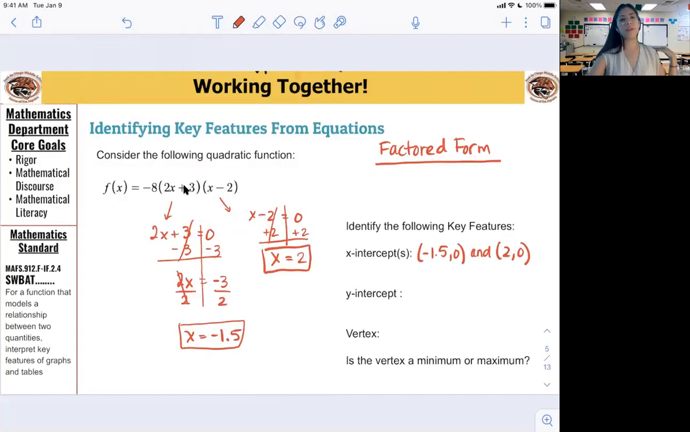If you rush through it, you might have thought that this would be negative 3 and positive 2, but it wasn't negative 3, it was negative 1.5. So just be a little careful with that. Any questions on finding the zeros?